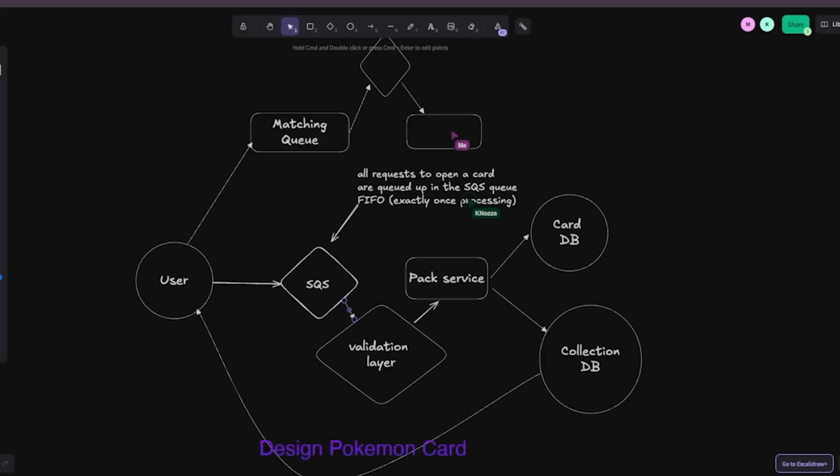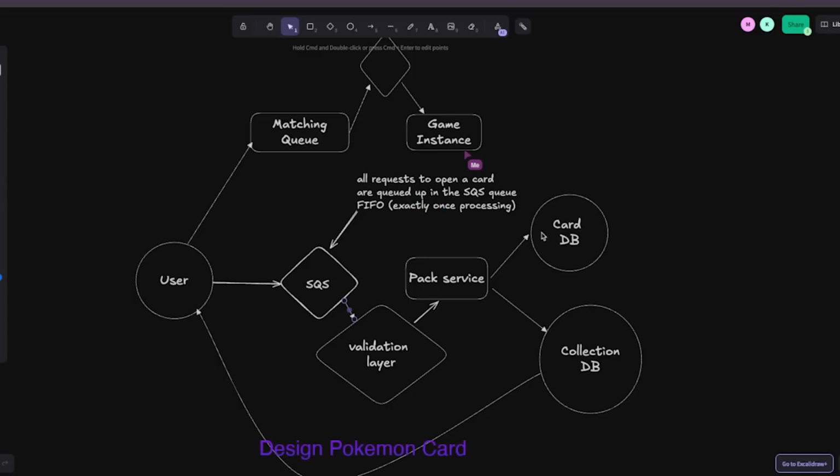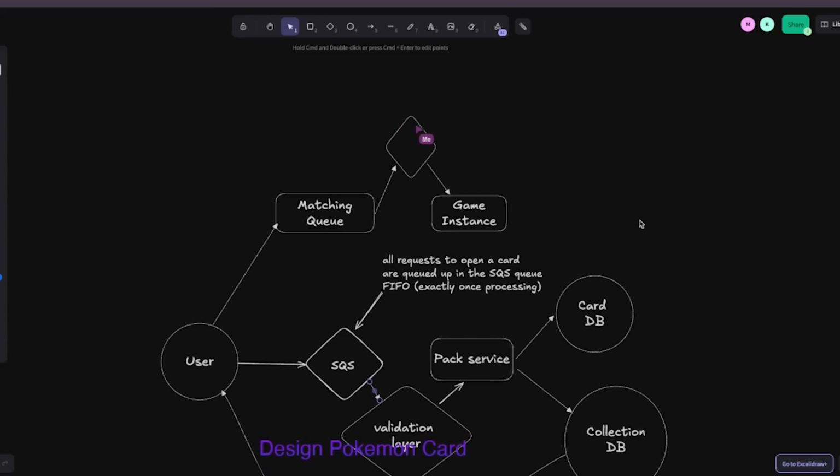Oh, here's a fun one. For the topic with it, for the matching queue, do we want to add their deck there for the matching service? As in, do they have to pick which deck they're going to use before or after the match happens? Before they enter it.